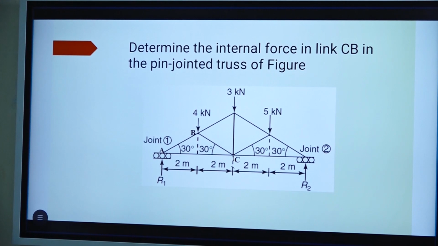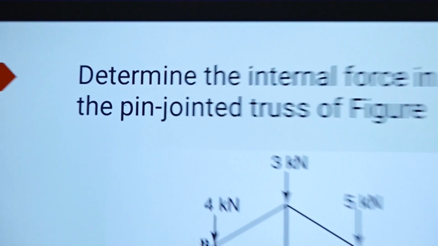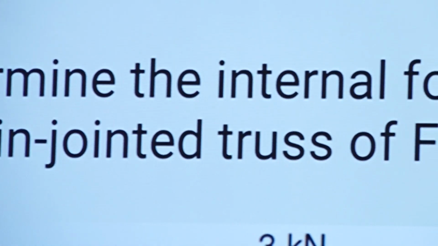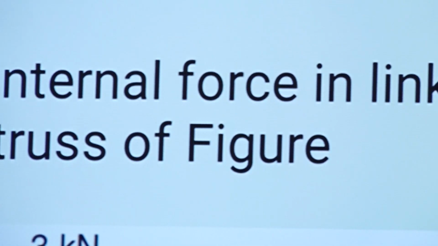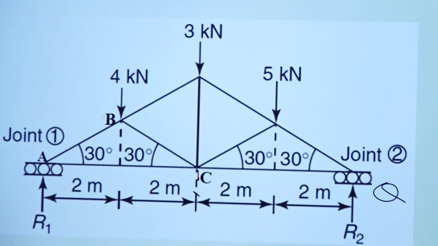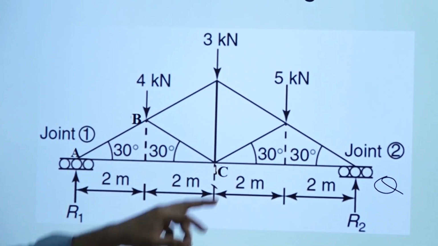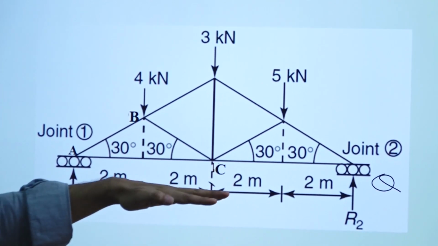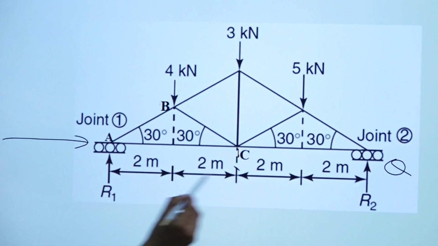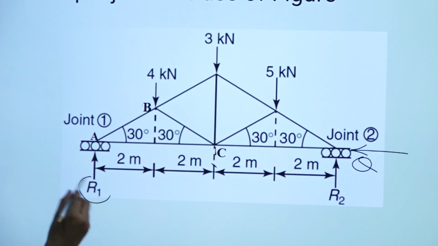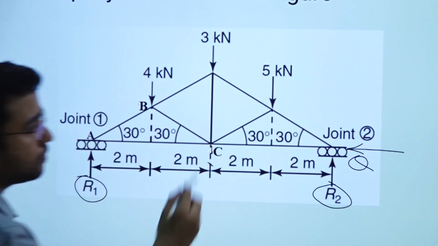Determine the internal force in link CB in the pin joint truss of the figure, as shown in the figure. As you can see here, suppose this one is Q. This A and Q, these 2 points are simply supported. Why? Because we are having only rollers here. If you have rollers, it cannot have force in y direction. It cannot have force like this, right? That's why only one reaction R1, and here only one reaction R2.